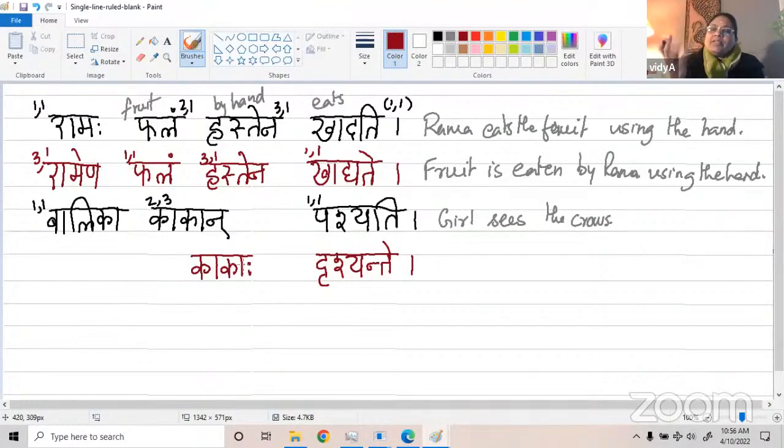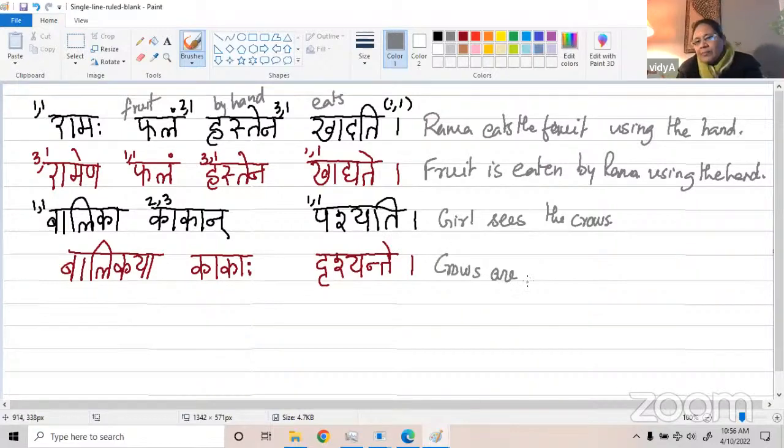Now we ask, crows are being seen by whom? By balika. So balika will now go to the tritiya vibhakti. So it will become balikaya. And so this sentence is, crows are seen by girl. And if you go back and look at the vibhakti, balikaya becomes the instrumental 3-1. Kakaha is 1-3 because we took it as the plural, and drishyante is prathama purushaha and bahuvachana, third person plural.